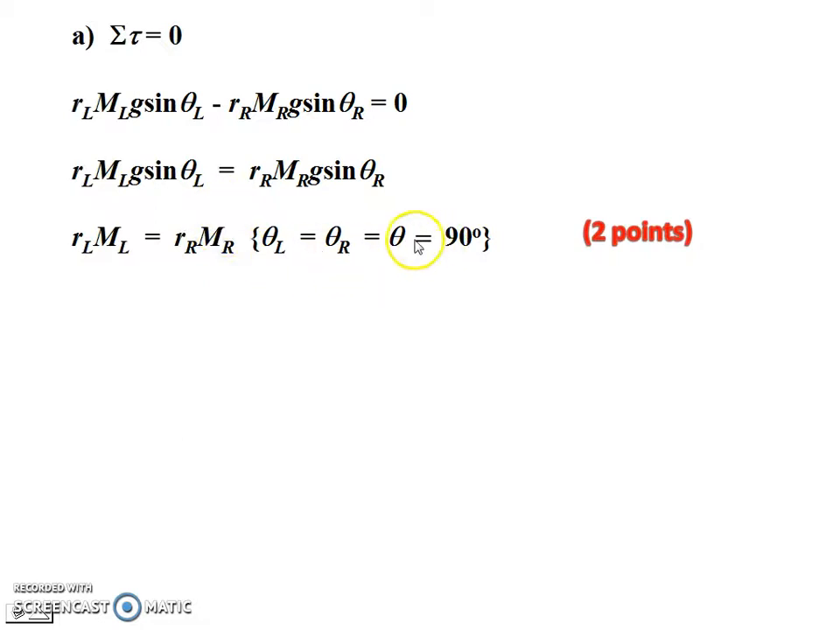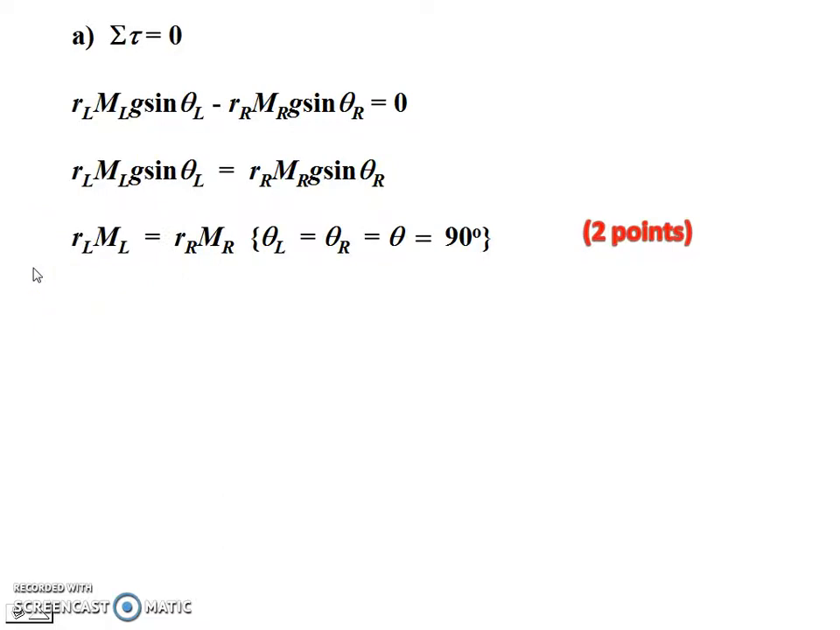And all the angles are 90 degrees. Remember, the angle between the position vector, which is just pointing horizontally, and the force vector, which is the weight vector pointing vertically, is a 90-degree angle between them. Sine 90 is 1, so that drops out. So we just have r m equals r m. So R_L M_L equals R_R M_R.